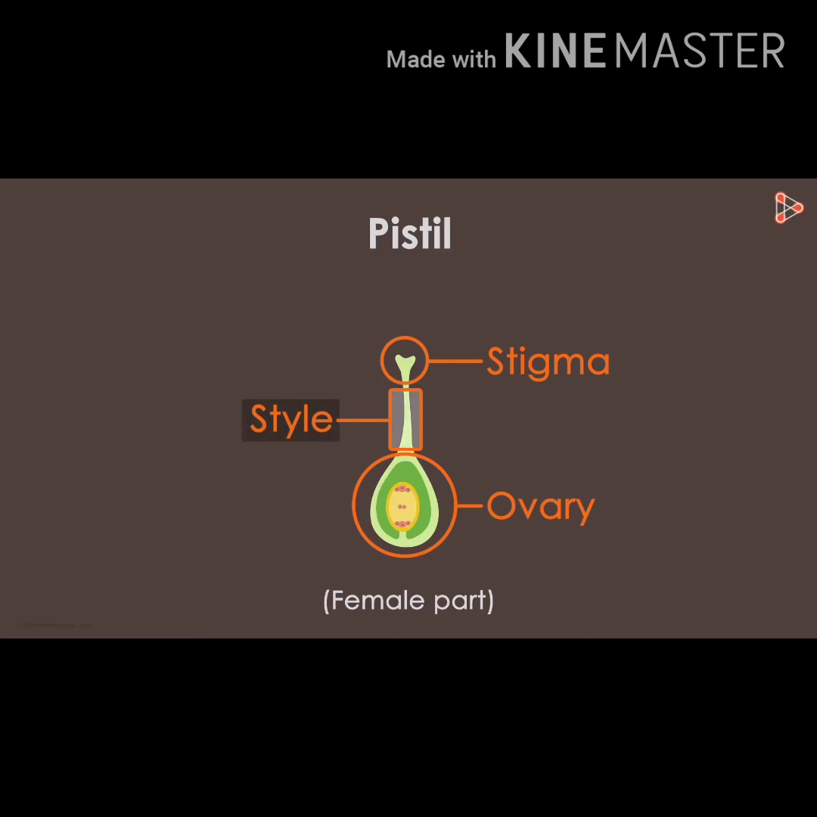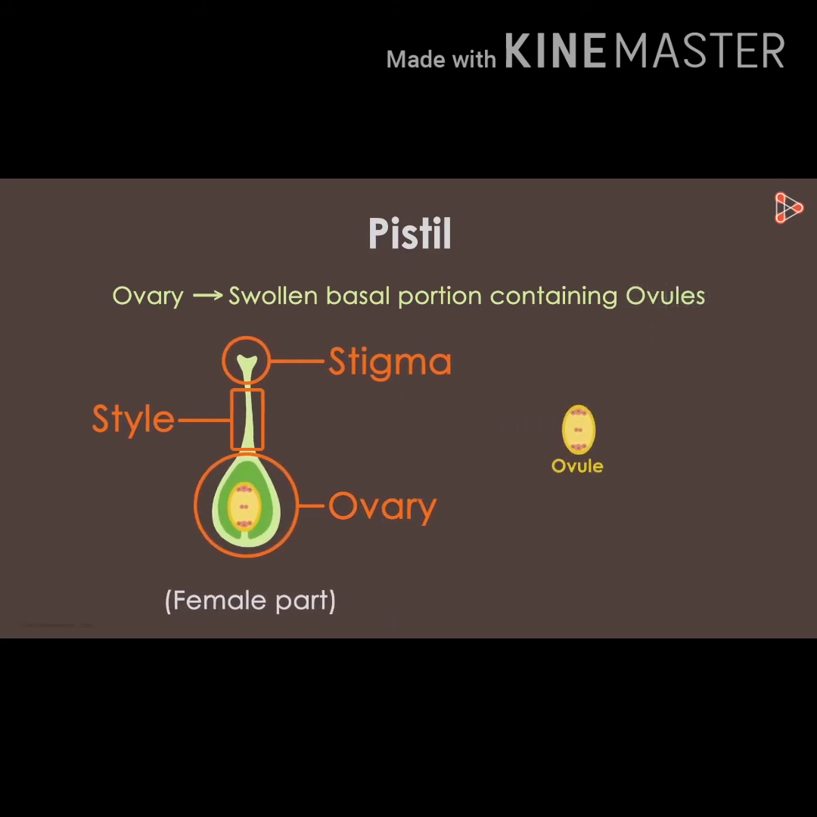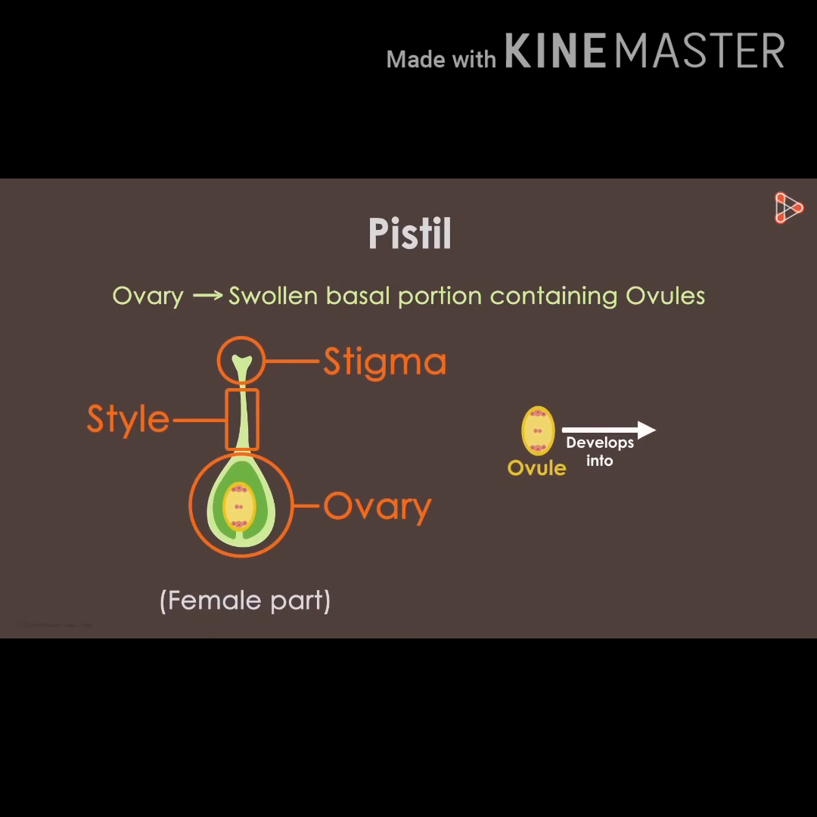And style is a long tube which connects the stigma with the ovary. Ovary is a flask-shaped structure. Inside the ovary we can see ovules. After fertilization, the ovary becomes fruit and the ovule becomes seed. And inside the ovule we can see the egg that becomes the embryo.